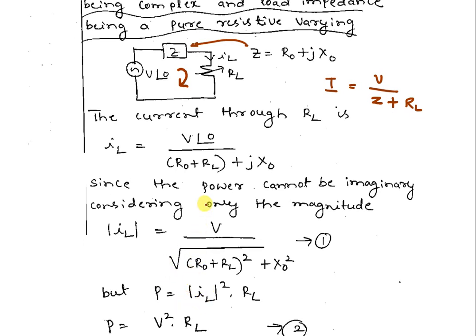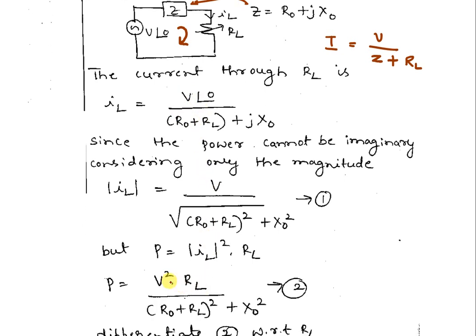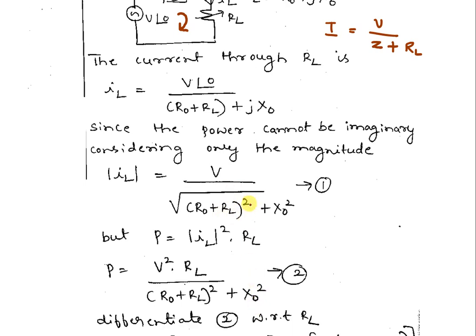So if you take the square of the IL value, you will get V square, and this root will get cancelled. You will get only (R naught plus RL) whole square plus X naught square in the denominator, and this is multiplied by RL. So V square by (R naught plus RL) whole square plus X naught square is the current square value, and power is delivered only to the load RL, so we have to write RL.